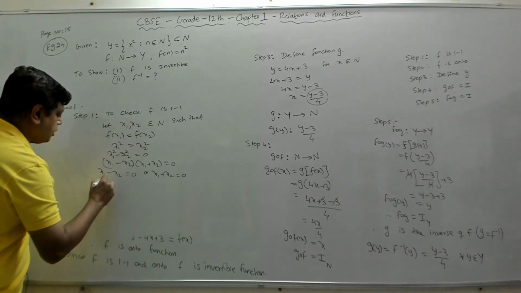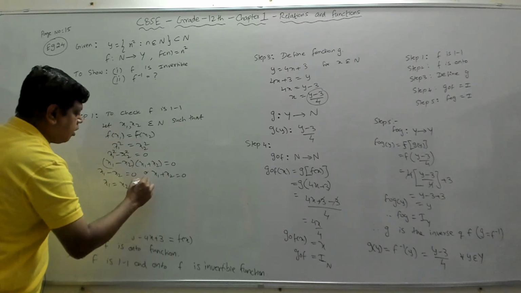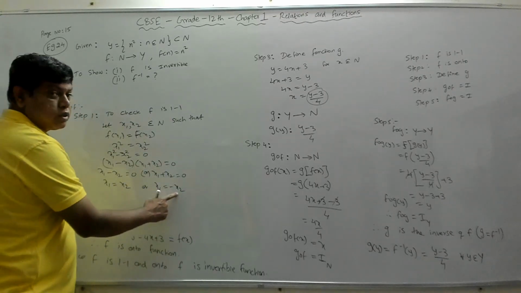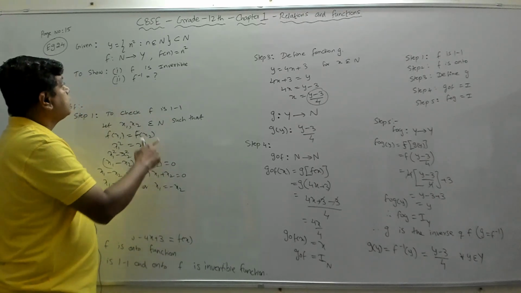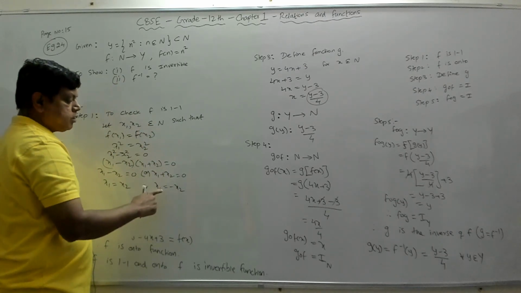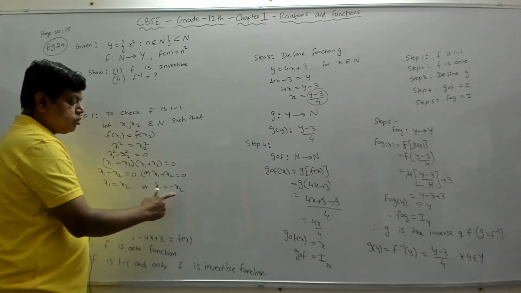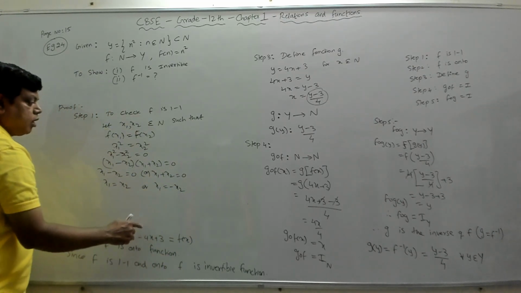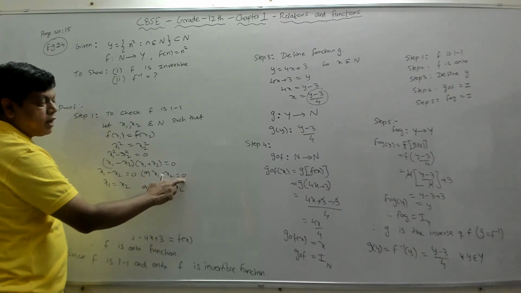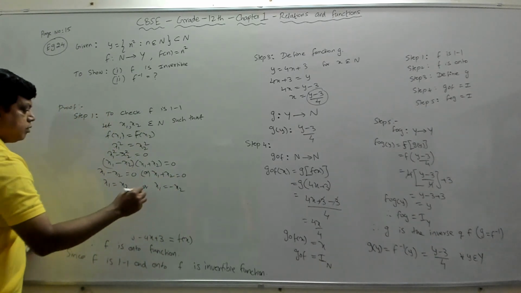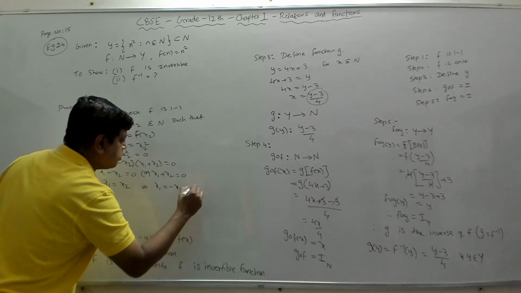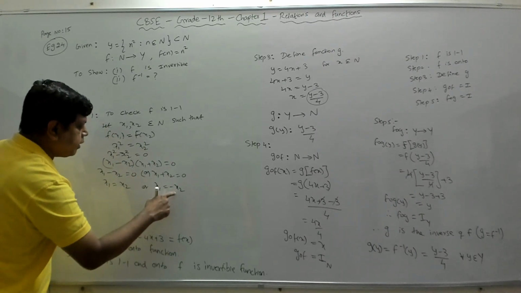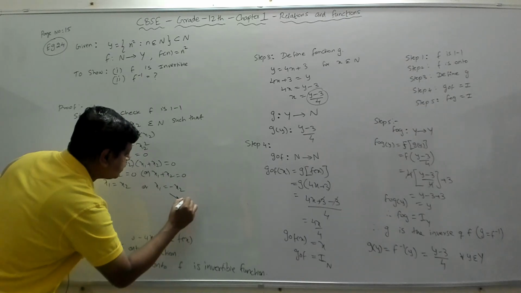So here it gives x1 equal to x2 or x1 equal to minus x2. But x1 equal to minus x2 is not possible because x1 and x2 both come from natural numbers. One number cannot be the negative of the other. x1 and x2 both have to be positive. Or we can say the sum of two natural numbers can never be 0. So this case is not possible.